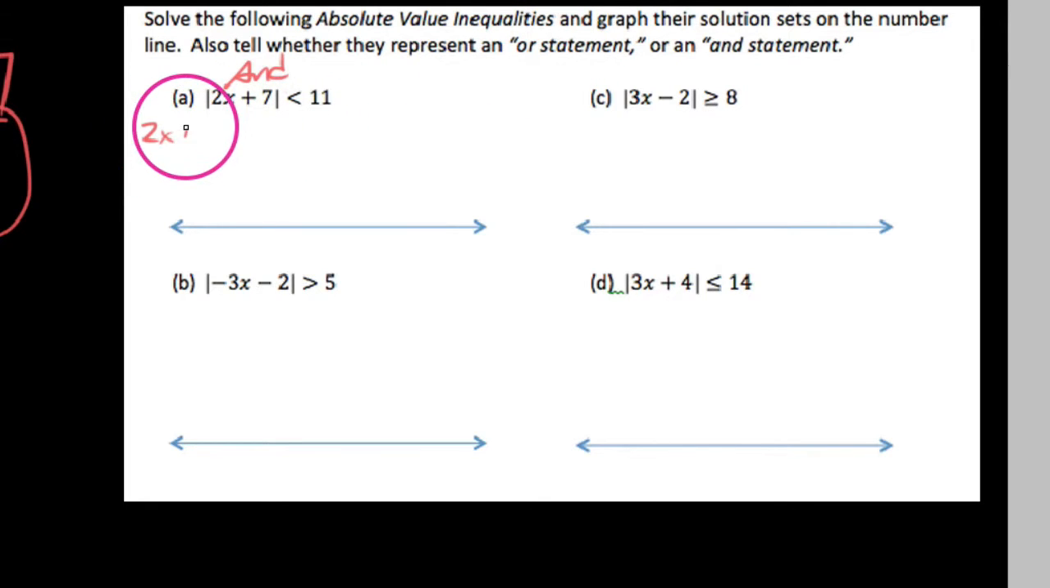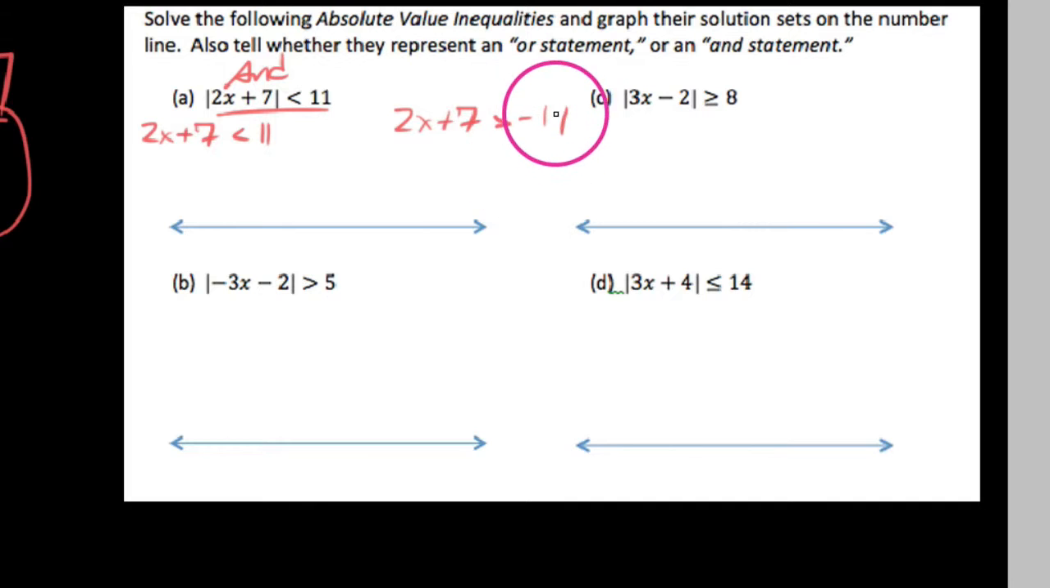But we want to go ahead and rewrite this two different ways. So we say 2x plus 7 is less than 11. You'll notice that I didn't change a darn thing about this. It's the same. But I also get 2x plus 7 is greater than negative 11. That's what we have to do in this instance. So we're going to do what we've done in the past, which is operate the same way on all of these. So I'm going to subtract 7 from each.